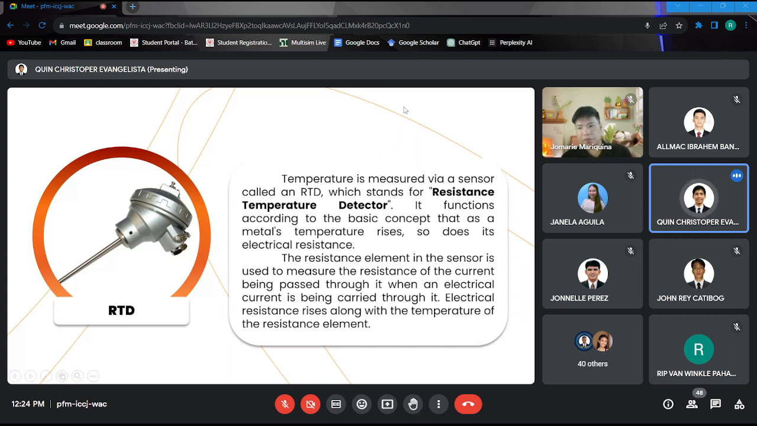Our next instrument for measuring temperature is the RTD. Temperature is measured via a sensor called an RTD, which stands for resistance temperature detector. It functions according to the basic concept that as a metal's temperature rises, so does its electrical resistance. The resistance element in the sensor is used to measure the resistance of the current being passed through it when an electrical current is being carried through it. Electrical resistance rises along with the temperature of the resistance element.